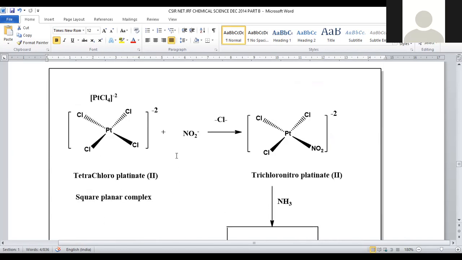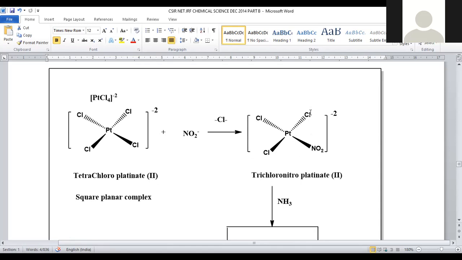The starting material will be tetrachloroplatinate(II), and this is a square planar complex, which is clearly described in this starting material. Now it will be treated with the nitro ligand. So the nitro ligand replaces one of the chloro groups so that you will get a trichloronitroplatinate(II) compound. This will be compound A, what we are looking for. After getting this one, there is ambiguity in getting the product when it is treated with ammonia.